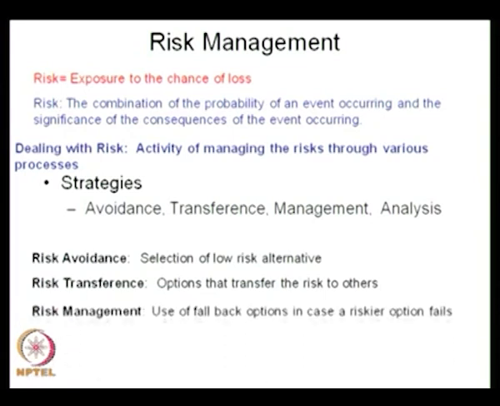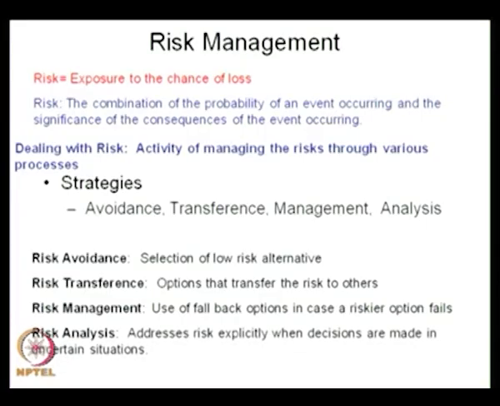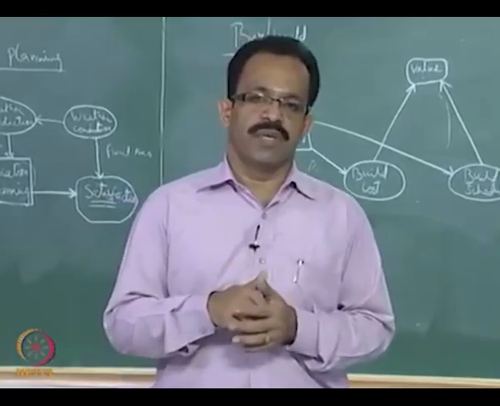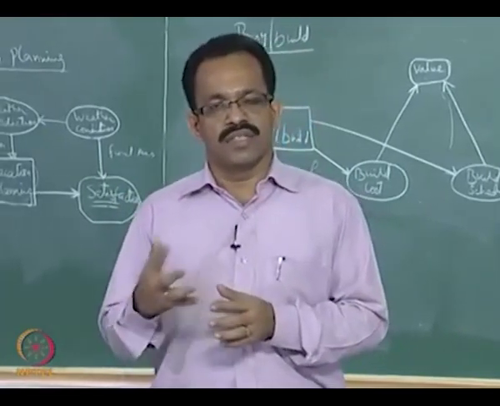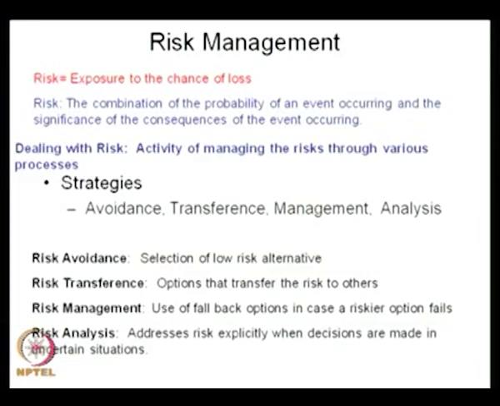Then there is risk management, basically the use of fallback options in case a riskier option fails. So you have more options so that if something fails you will have another option. The next one is risk analysis, which addresses the risk explicitly when decisions are made in uncertain situations. Risk analysis is to find out the possibility of that risk and its influence and then make a decision based on that. So you analyze the risk in a detailed way and get the outputs. There are many ways of doing risk analysis.